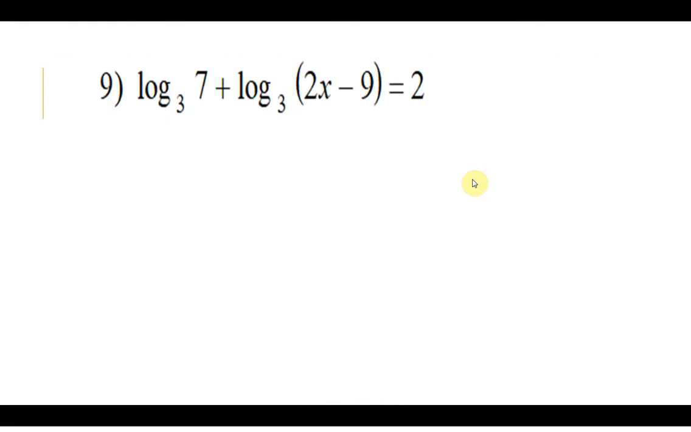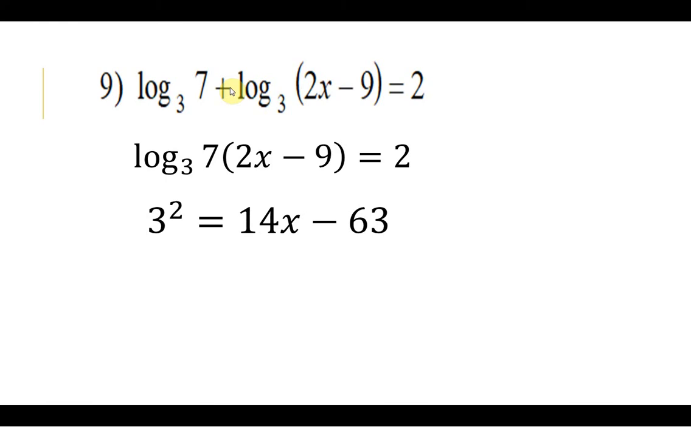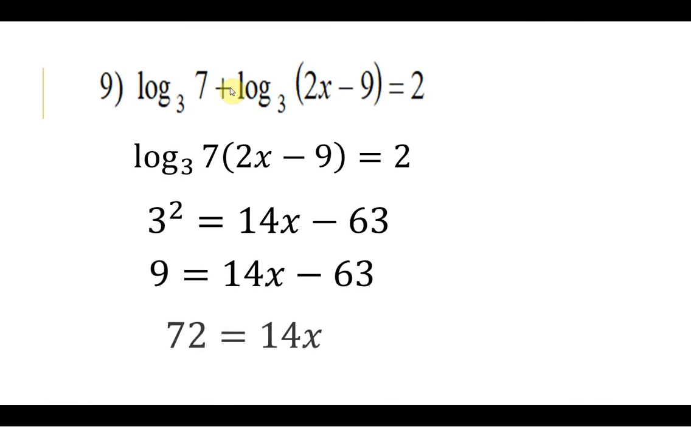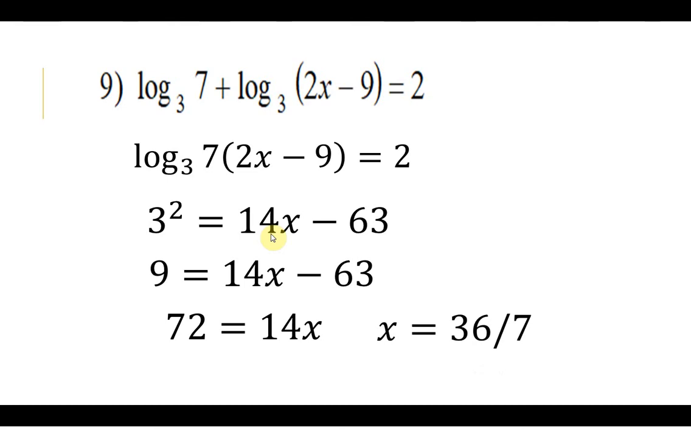Last one. Okay, again, I don't have logs everywhere, so I'm thinking this is going to be condensing. And then switcheroo: 3 squared equals 14x minus 63. Add 63 over and divide by 14. So again, learning target 3, learning target 1. Everything is coming together here. And you get an ugly, obnoxious 36 over 7, but whatever. It's gorgeous. It's beautiful. We love our fractions.